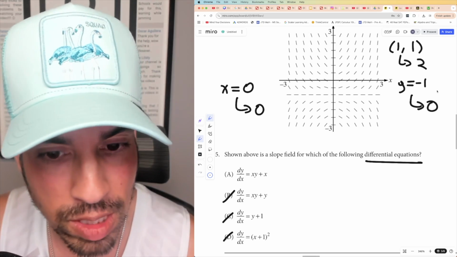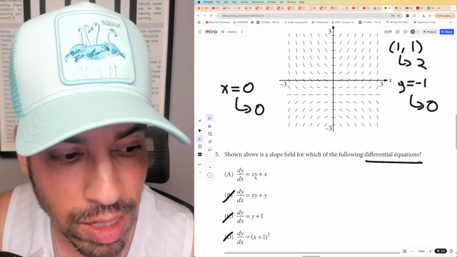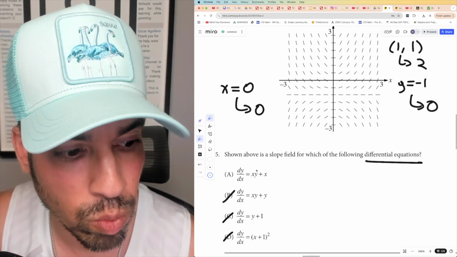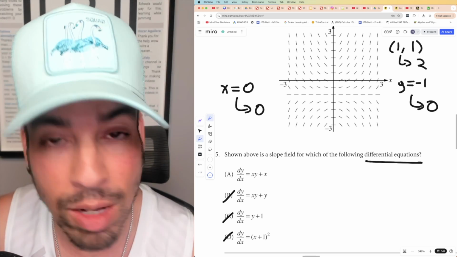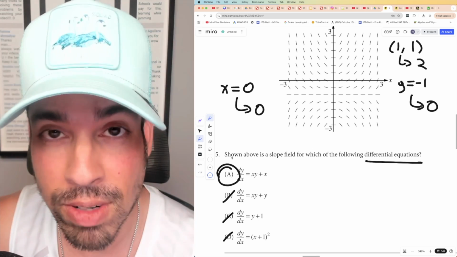Just for fun, we can look at some of these other ones. When I have negative 1 for y, no matter what, I should get 0. That makes sense because I get negative x plus x, which is equal to 0. Last but not least, we plug in 1, 1. And we do seem to get that 2. Again, that was an approximation, but 1 times 1 is 1 plus 1 is 2. A is definitely the winner.